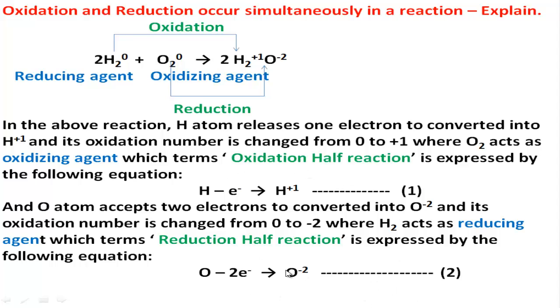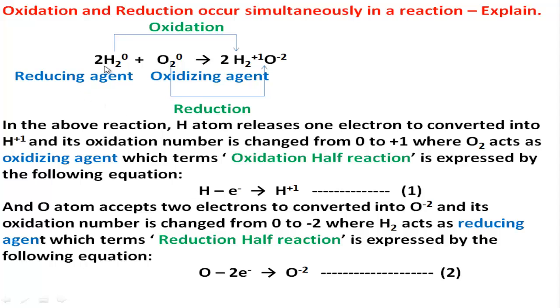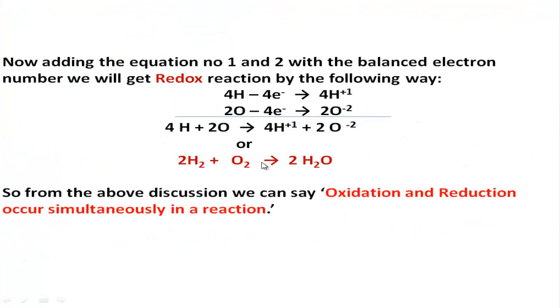Now when you add these two equations, you have to balance the electron number. Follow here. Adding equation 1 and 2 with the balanced electron number, we will get the redox reaction as follows. Here there are 4 atoms of hydrogen and 2 atoms of oxygen. To balance the electron number, 4 hydrogen atoms release 4 electrons and convert into 4 hydrogen ions, and we know that 1 atom of oxygen accepts 2 electrons. So 2 atoms of oxygen accept 4 electrons and convert into 2 oxide ions.